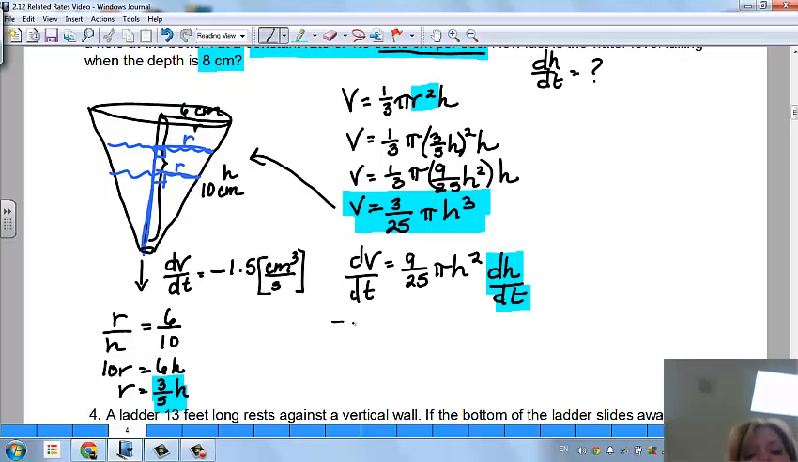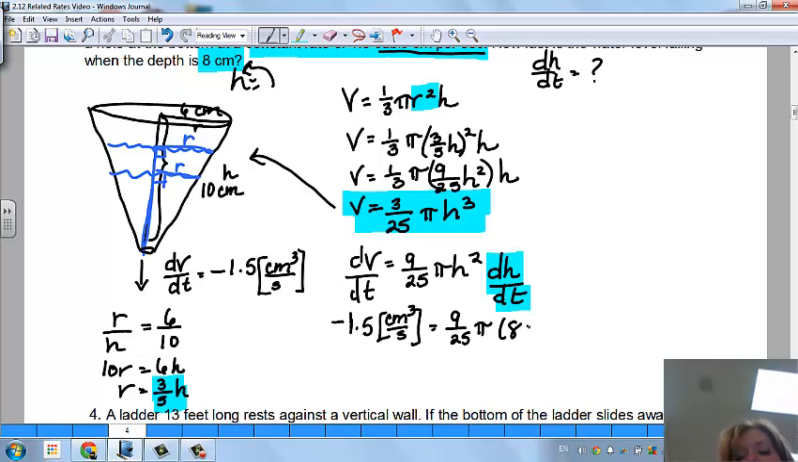So this is negative 1.5 cubic centimeters per second equals 9 over 25 pi. And they wanted to know the h right here. This is where we're coming into it, when the h was 8 centimeters. So right here is 8 centimeters. I'm going to put 8 centimeters in here and then square it, dH/dt.